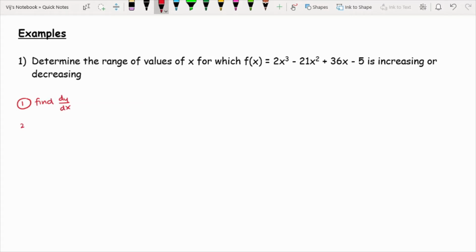The second step is to find the stationary points. So we need to make dy over dx equal to 0. We then need to solve, and find the x ordinates of the stationary points.